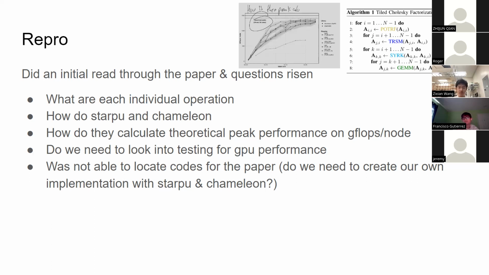And outside of that, the algorithm itself defines four operations. I need to go figure out what those do. But I think those are just BLAS operations, if I remember correctly. GEMM.